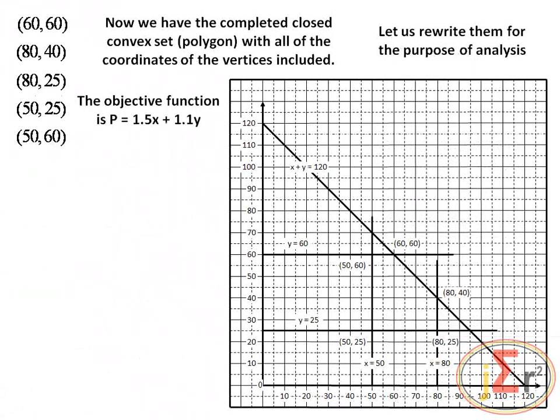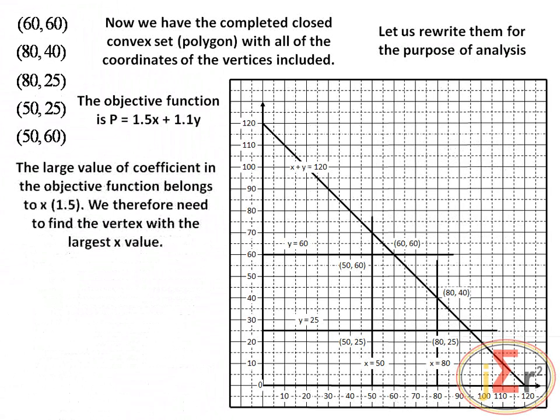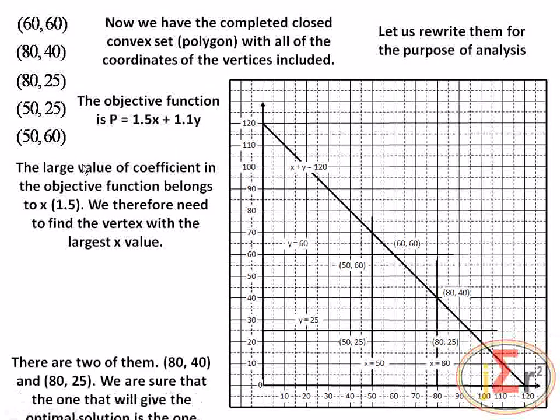The objective function is p is equal to 1.5x plus 1.1y. The larger value of coefficient in the objective function belongs to x. We therefore need to find the vertex with the largest x value. The larger coefficient belongs to x. So we are going to look here to find the vertex with the largest x value.